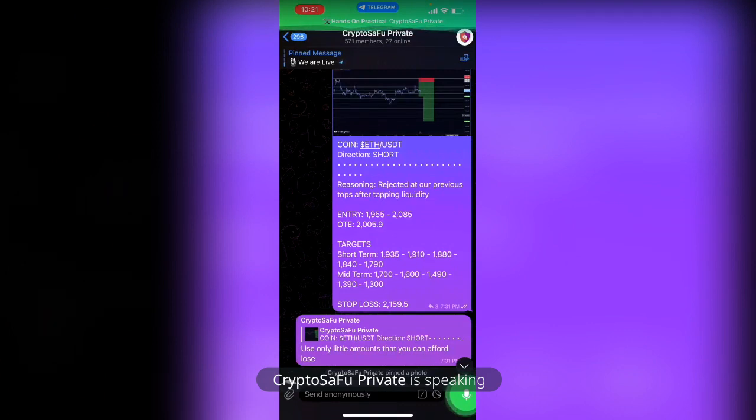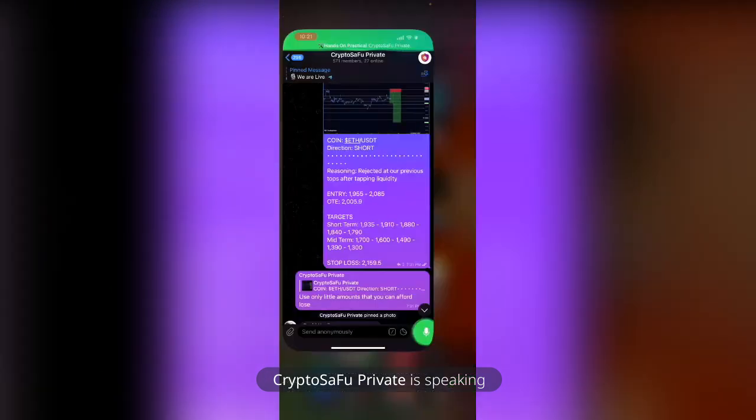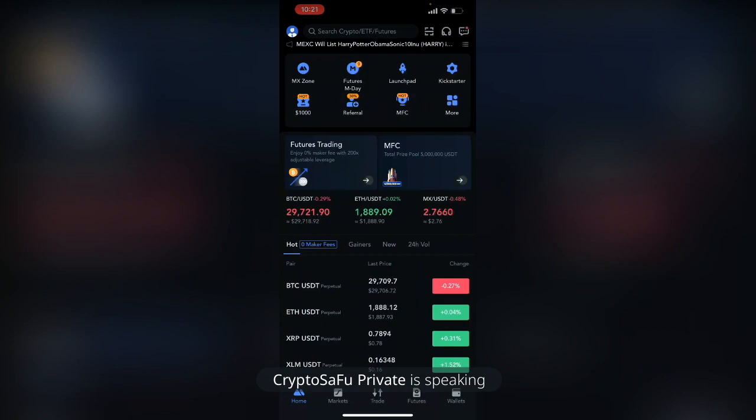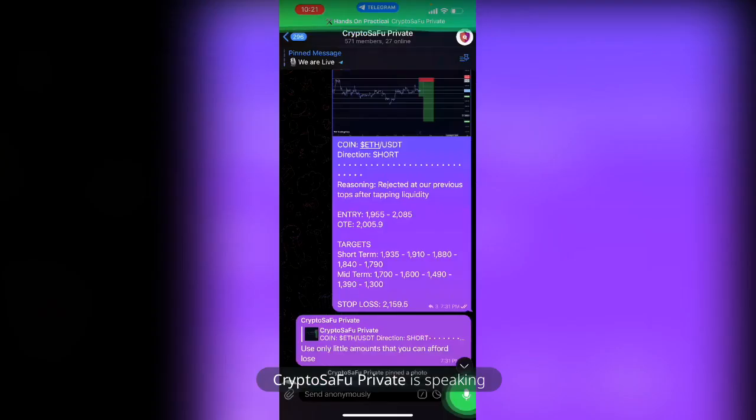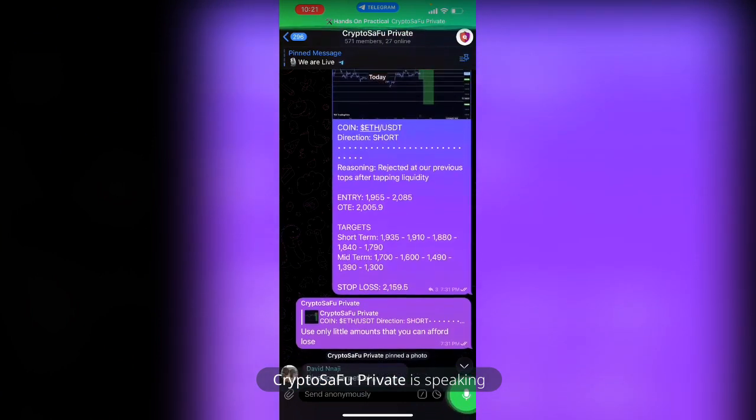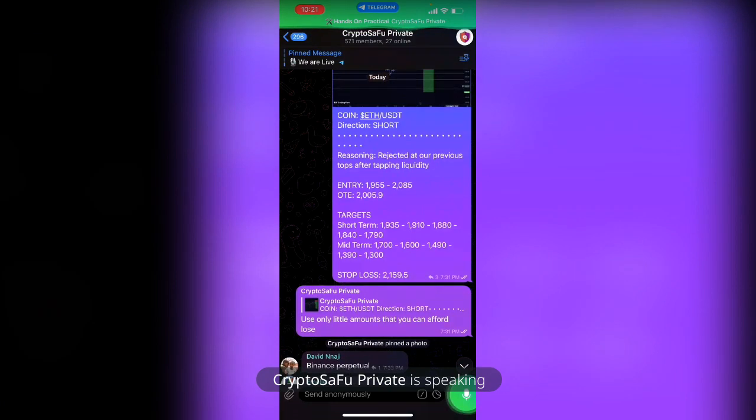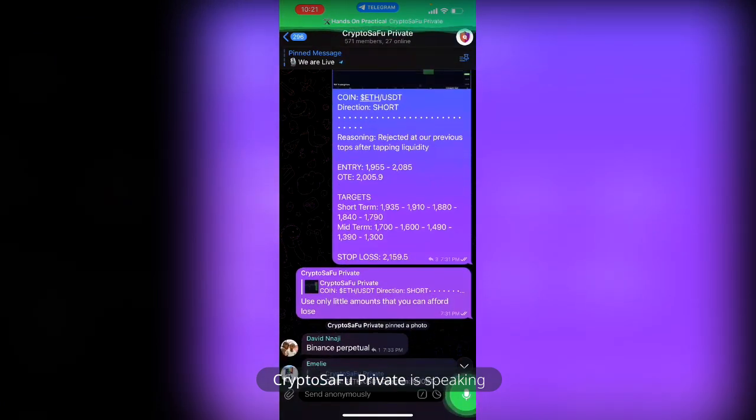So when this was dropped, it was around 2005.9. If you check the entry point now, it is not matching up with the current value of Ethereum. If you check the time that we dropped it, it was more or less some hours ago. Now the target is to give a short term or midterm evaluation of price movement. One of the predictions has come to pass.